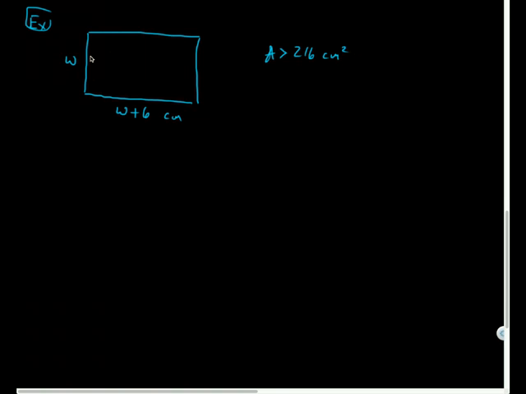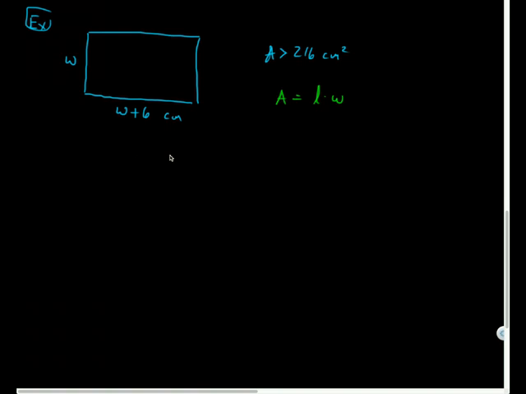Alright, so this is a little bit tricky. We've got way more variables than we're used to. But think about this. This is a rectangle, and what is the area of a rectangle formula? Area is equal to length times width. So I'm going to just plug in what I know and then eventually solve for what I don't. So I have that the area is greater than 216.